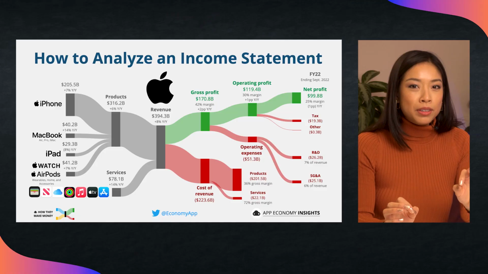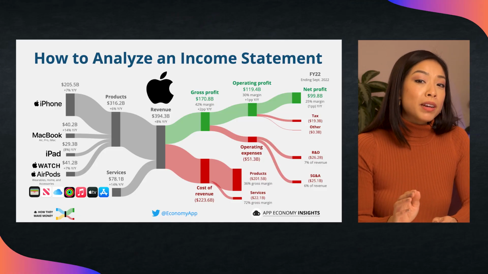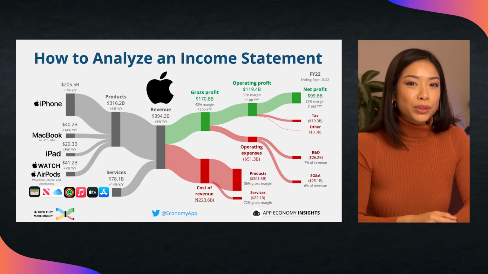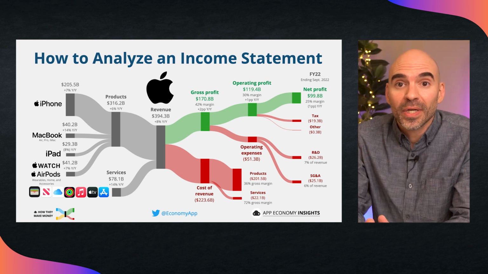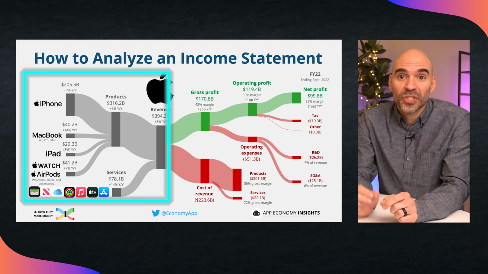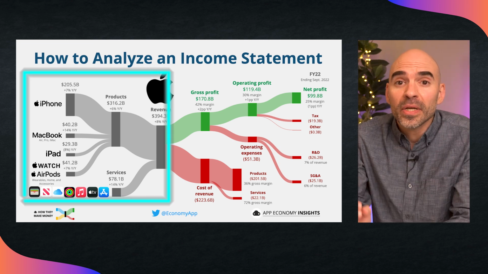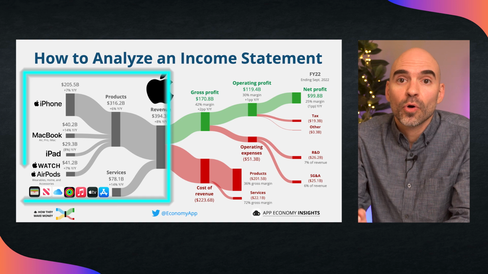Let's look at the largest company in the world, Apple, using their performance during the 12 months ending in September 2022, which was their fiscal year 2022. So the first thing we want to analyze is the revenue, which is in gray on the left. It's the money earned from selling products or services.